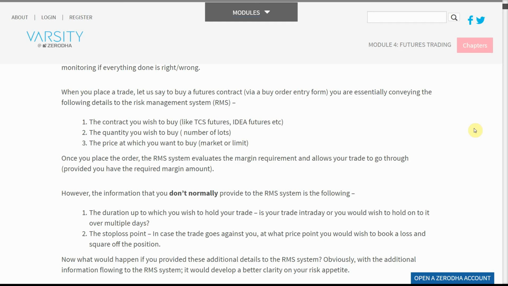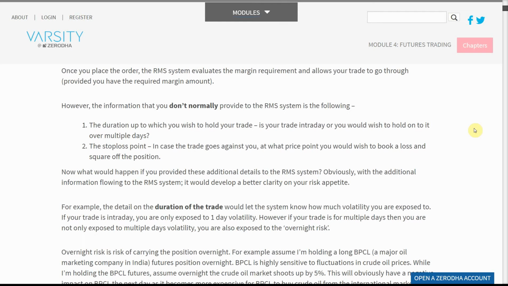Once you place the order, the RMS system evaluates the margin requirement and allows your trade to go through, provided you have the required margin amount. However, the information that you don't normally provide to the RMS system is the following. The duration up to which you wish to hold your trade. Is your trade intraday, or would you wish to hold on to it over multiple days? The stop loss point, in case the trade goes against you. At what price point you would wish to book a loss and square off the position.